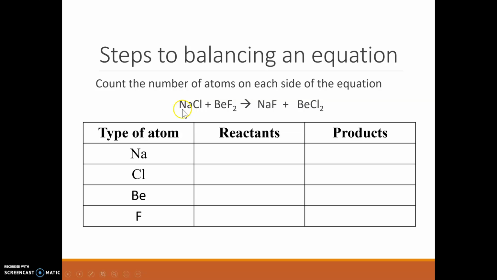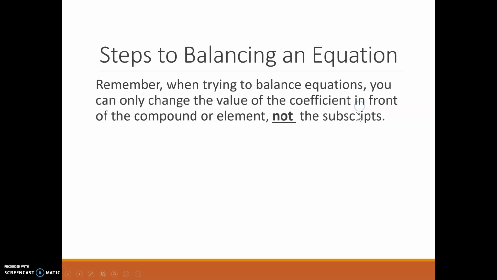So I have 1 here and I have 1 there. Chlorine, I have 1 here, but I have 2 on this side. Beryllium, I have 1 on the left side and 1 on the right side. And fluorine, I have 2 on this side and 1 on that side. So you can see it's not balanced. The sodium is, but the chlorine is not. The beryllium is, but the fluorine is not. And so that's what we're going to try and fix.